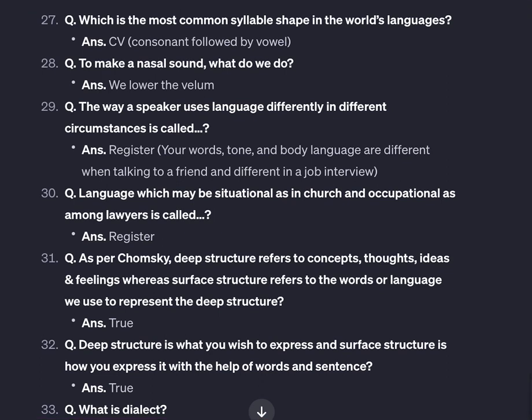We lower the velum. 29. Q. The way a speaker uses language differently in different circumstances is called ANS. Register. Your words, tone, and body language are different when talking to a friend and different in a job interview. 30. Q. Language which may be situational as in church and occupational as among lawyers is called ANS.